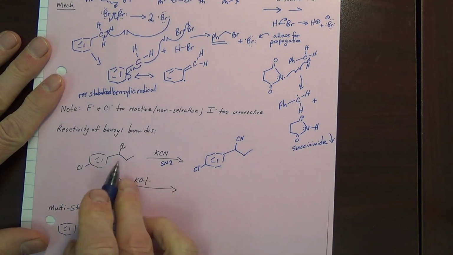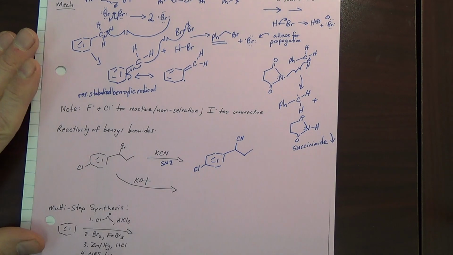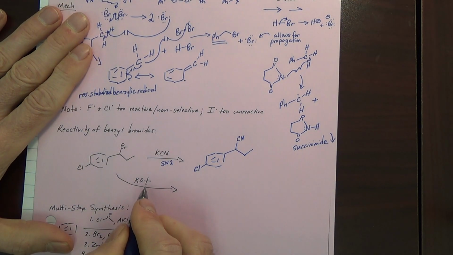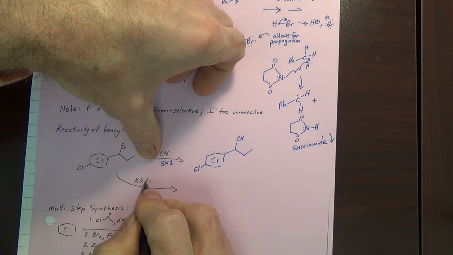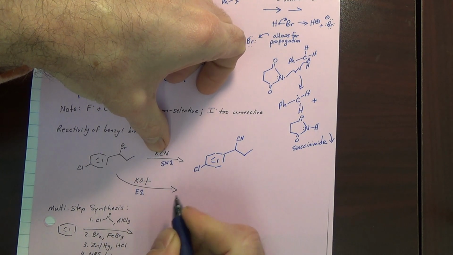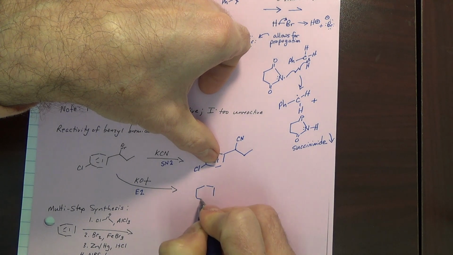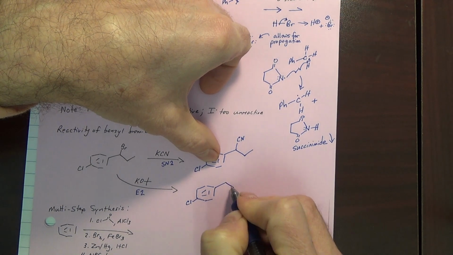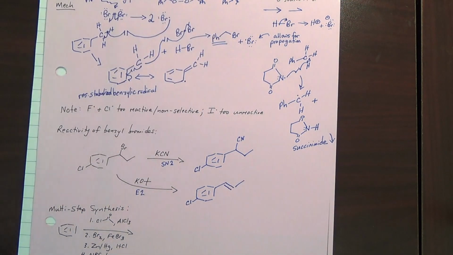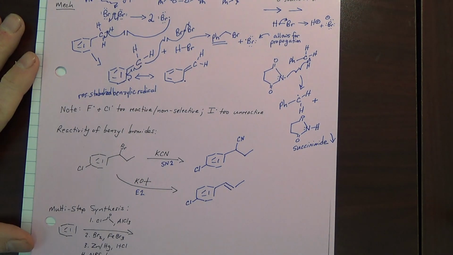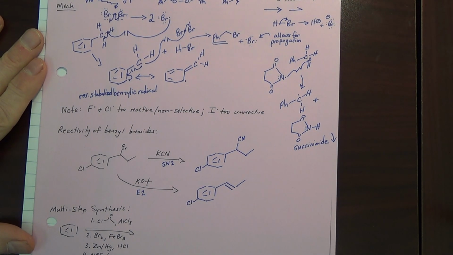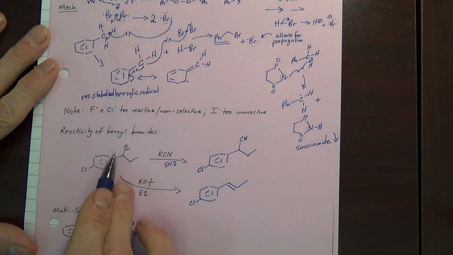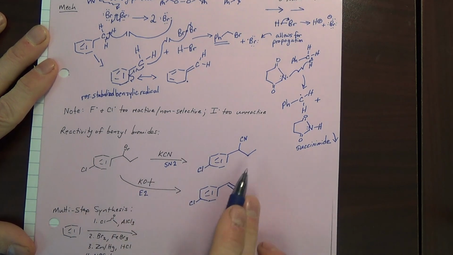And the cyanide could displace the leaving group. We added a leaving group by doing a benzylic bromination. Or if we react with potassium tert-butoxide, this looks like a sterically hindered base. This looks like a classical E2, and it looks like we'd probably be looking to make this alkene. So, putting the bromine on the benzylic carbon opens up additional chemistry that can be done.